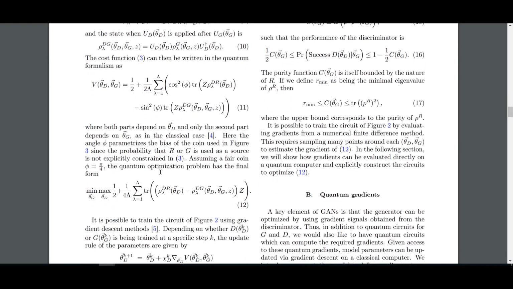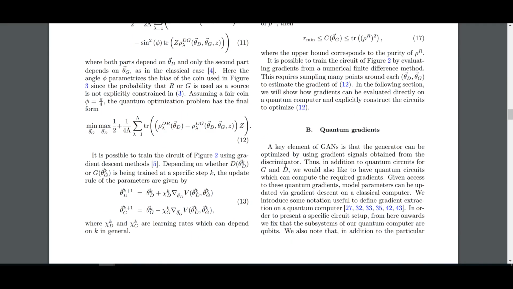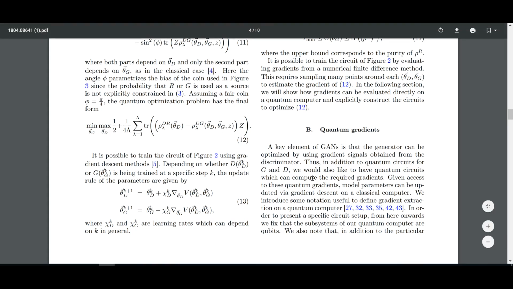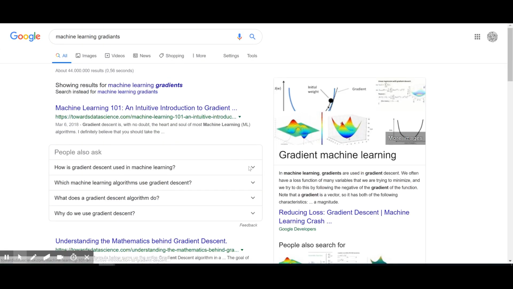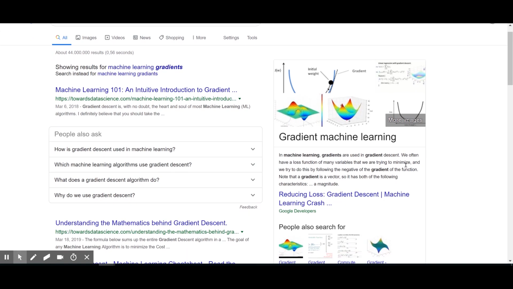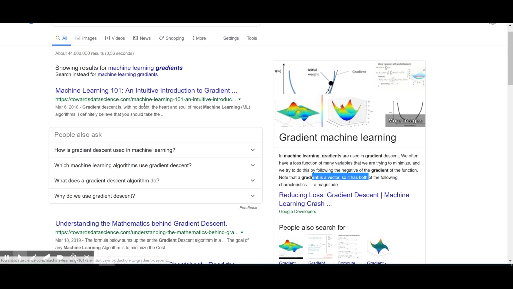What is quantum gradients? A key element of GANs is that the generator can be optimized by using gradient signals obtained from the discriminator. Machine learning gradients. What is this? Machine learning gradients are used in gradient descent. We often have a loss function, and we try to minimize it by following the negative of the gradient of the function. The gradient is a vector.